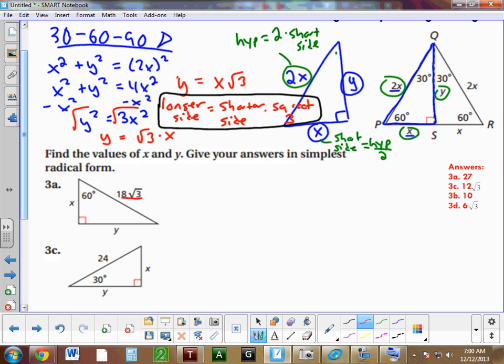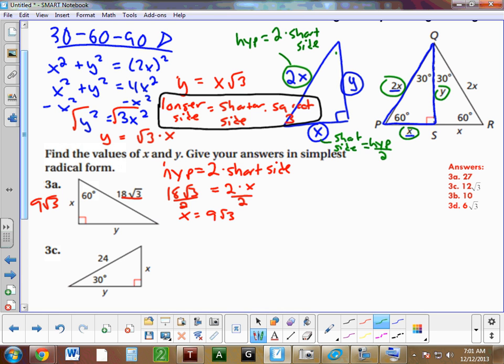Now we're being given the hypotenuse, and so I go look up top, and I see automatically that the hypotenuse was 2 times the shorter side. Hypotenuse is 2 times the short side. So I look at that, the hypotenuse, which is 18 root 3, should equal 2 times the short side, which is x. If I just divide that by 2, I get x equals 9 root 3. All right, so that's 9 root 3.